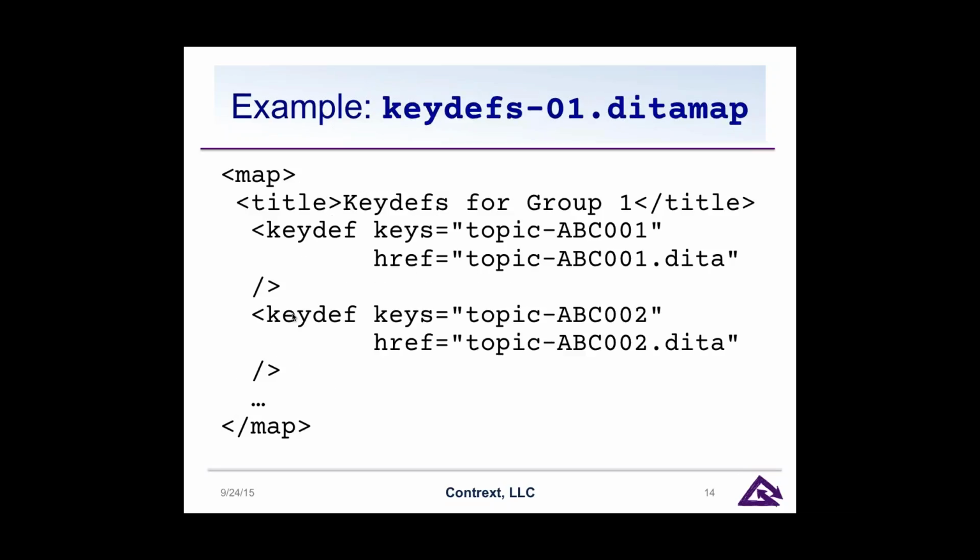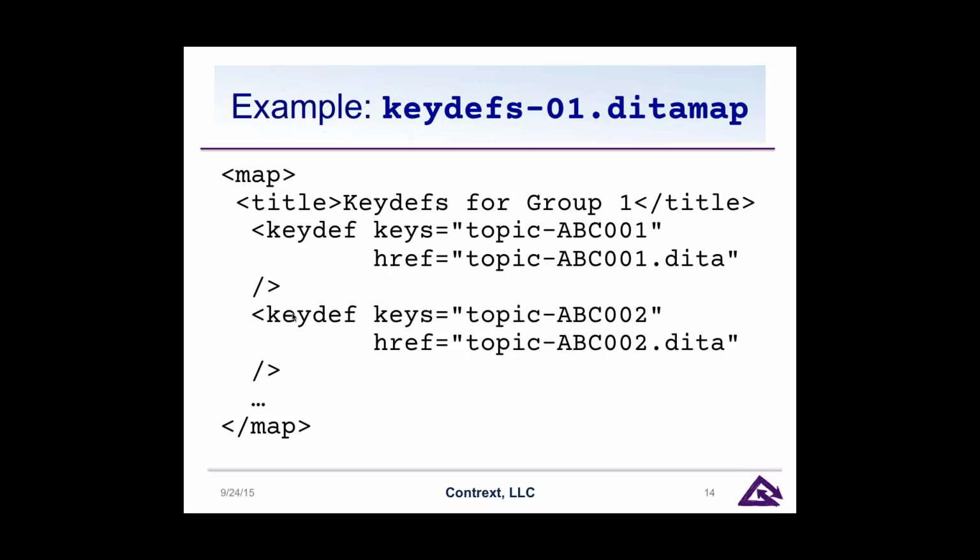Here's my key defining map, and so you can see here we've got keydef elements. So we've already said that the keydef creates resource-only topicrefs. I've got my context-independent key names, and they're pointing to DITA files. And here you can see I've used the convention where my key name is the same as the topic file name. This is a pretty typical convention if your topics already have globally unique names, which is often the case, then why not just use the file name as a key name? There's no particular magic to the key names in this context.